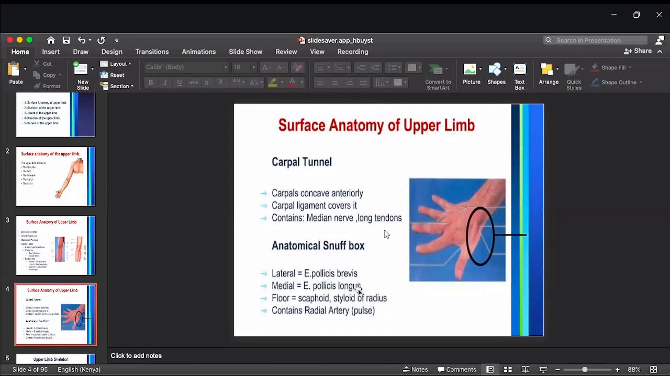The anatomical snuffbox is that part highlighted in black. We're just doing the surface anatomy first still. This part highlighted in black is called the anatomical snuffbox, consisting of medial and lateral boundaries and the floor, the scaphoid and the styloid process of the radius. The medial aspect is made up by extensor pollicis longus, and the lateral by extensor pollicis brevis.